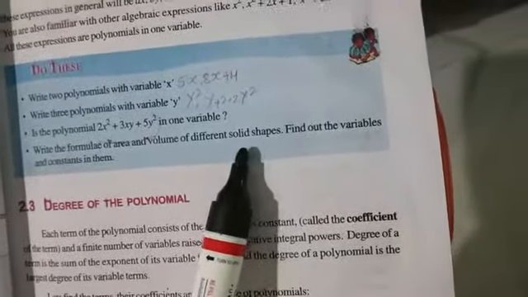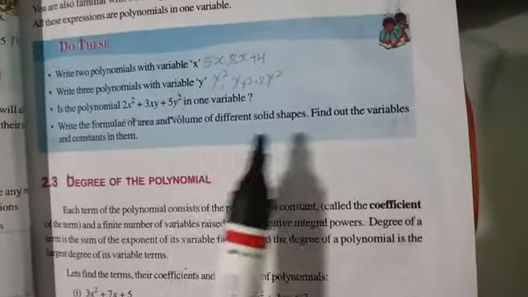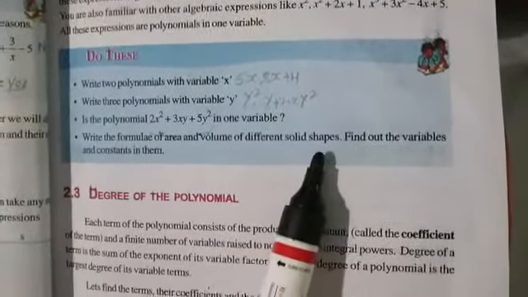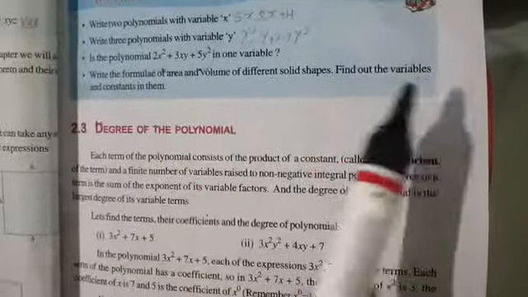You have to draw any square, cube, rectangle, cuboid, something. You have to draw it and identify the formula of area and volume. Find out what the variables in that formula are and what the constants are. These two we will discuss now.